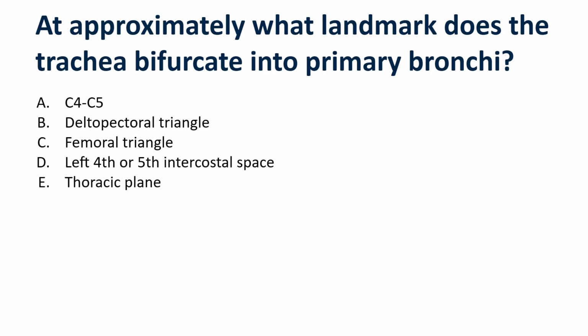At approximately what landmark does the trachea bifurcate into primary bronchi? C4, C5, nope, that's not it. The delta pectoral triangle, nope. The femoral triangle, no, way off. The left fourth or fifth intercostal space, well, if you're auscultating maybe the tricuspid valve, yes, but no. The thoracic plane, yes. Immediately behind the sternal angle, back to the intervertebral disc of T4, T5. That is the correct answer.